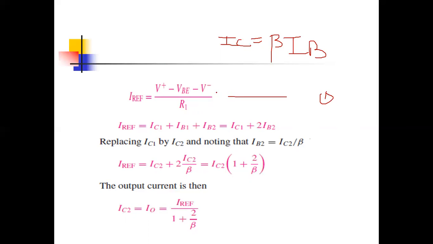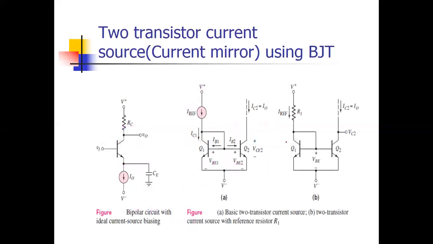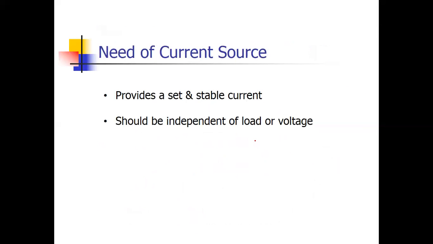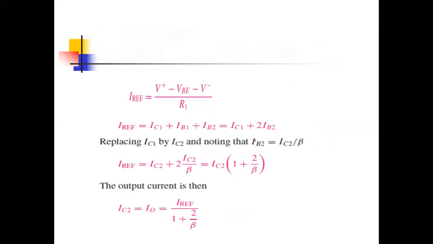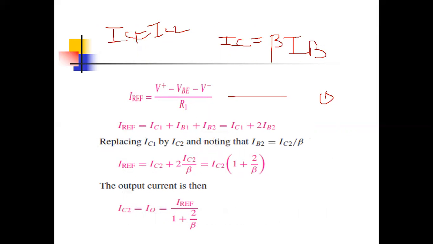Same thing, IC1 can also equal IC2 because both transistors are identical. So IC1 you can write as IC2. Why do we put IC2, why not IC1? Because I referenced the current in this one transistor. We want to calculate this current because we want to know I naught. So for I naught we want IC2. That's why we convert everything in terms of IC2.